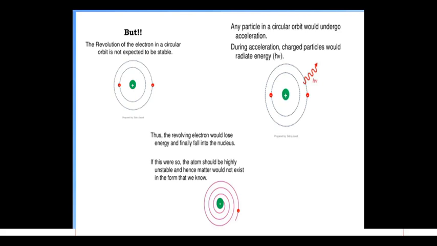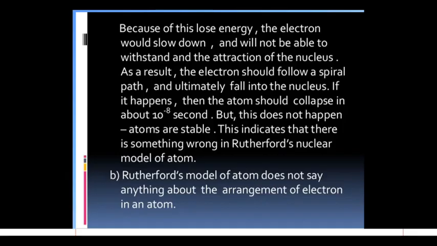He couldn't explain the nature of the electron or the energy related to an electron which is accelerated in a circular orbit. Because of this loss of energy, the electron would slow down and would not be able to withstand the attraction of the nucleus. As a result, the electron should follow a spiral path and ultimately fall into the nucleus. If it happens, the atom should collapse in about 10^-8 seconds. But this doesn't happen. We know that atoms are stable. This indicates that there is something wrong in Rutherford's nuclear model of the atom.